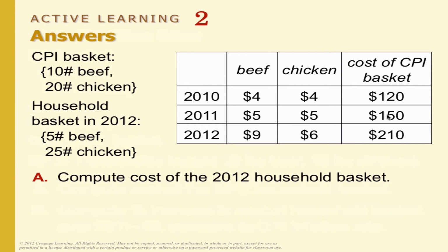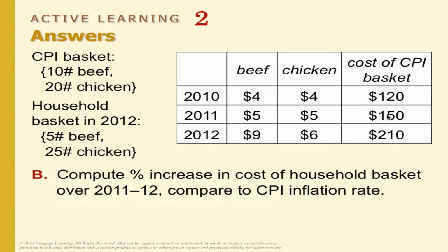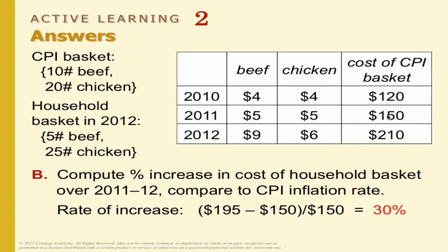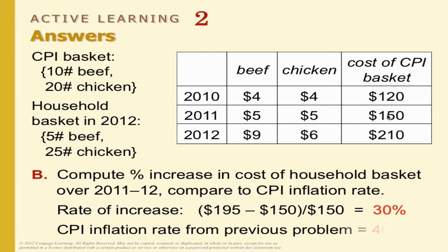So the cost of the 2012 household basket was $195. So CPI is already thinking consumers are spending $15 more than they actually are. So then that $195, what are you going to subtract from it to calculate CPI? $195 minus 150. And we already know that this inflation rate was calculated as 40%. So CPI is overstating inflation by 10% simply because it can't adjust for this dramatic price increase that quickly.